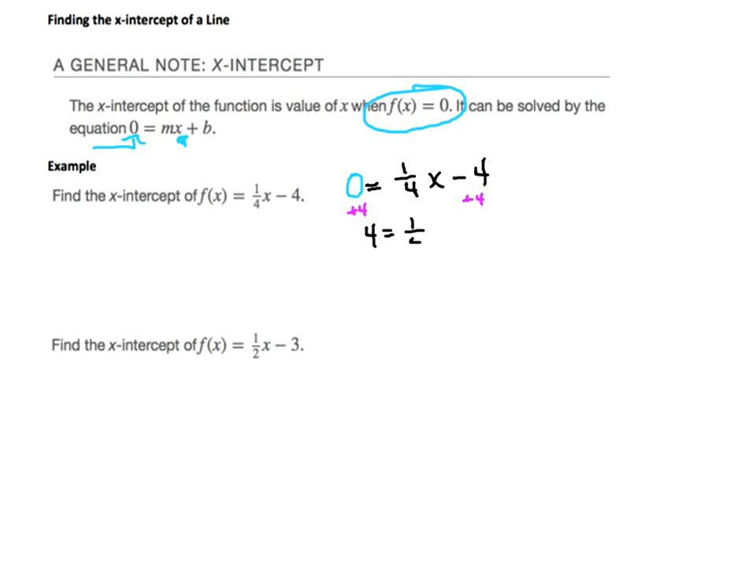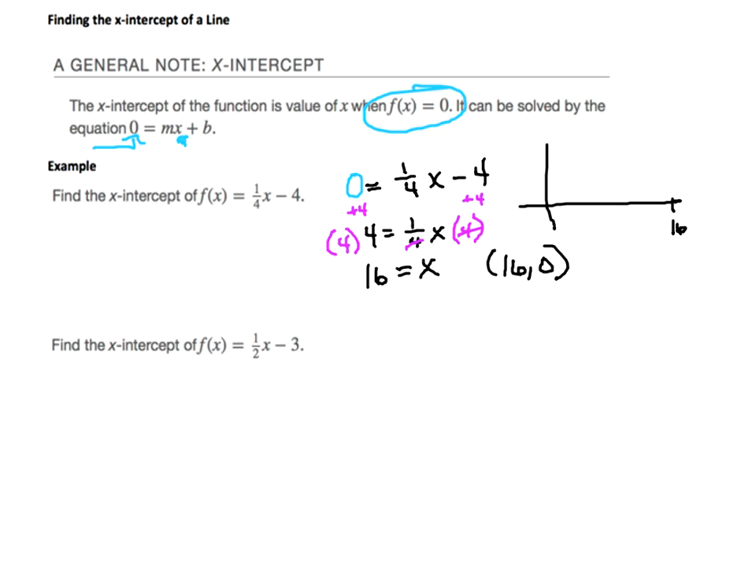And that leaves me with 4 equals 1/4 x. And to get that 1/4 off of there, I multiply by the reciprocal, which is 4 over 1, or just 4 on both sides, because those divide out. And I'm left with an x-intercept of 16. Okay, so that's the point (16, 0). That's where the graph crosses the x-axis.